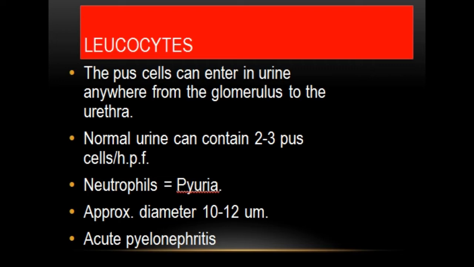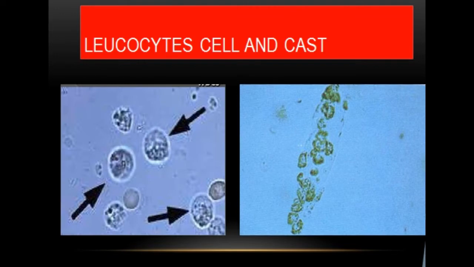Mostly the leukocytes present are neutrophils. And as we all know, neutrophils are granulocytes. They contain two types of granules, they have a multi-lobed nucleus, and the diameter is about 10 to 12 micrometers, and they are indicative of acute pyelonephritis or any type of kidney infection.